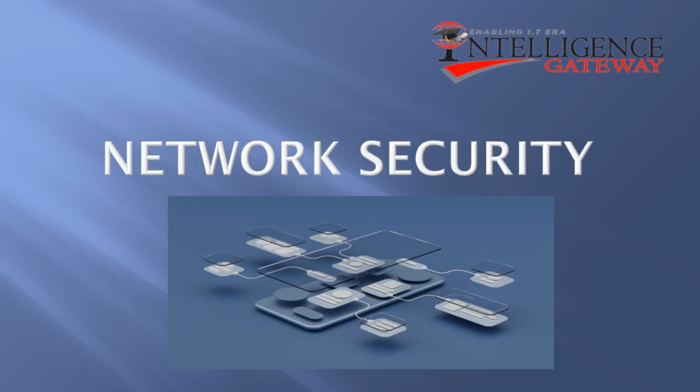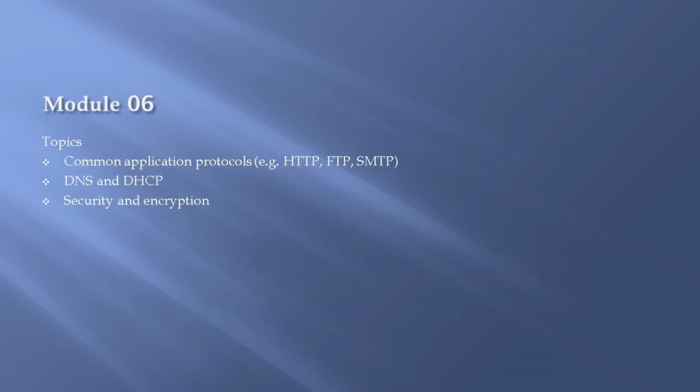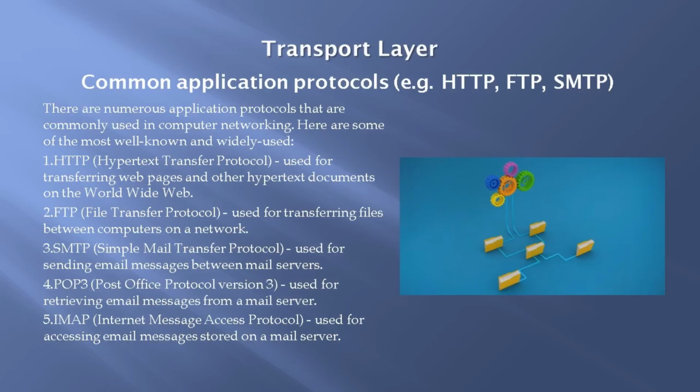Hello. Today we are going to learn network security in networking. In Module 6, we have these topics: common application protocols, for example HTTP, FTP, SMTP, DNS and DHCP, security and encryption. Common application protocols, for example HTTP, FTP, SMTP.